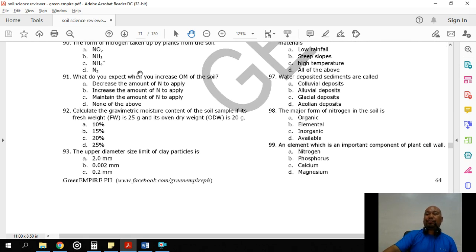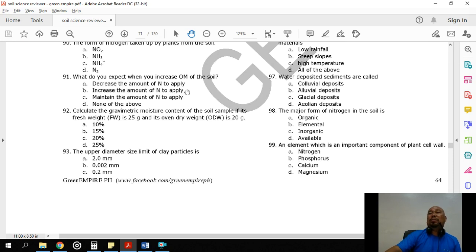Okay. Number 91. What do you expect when you increase OM of the soil? OM is organic matter. What happens? Decrease the amount of N to apply. Yeah, partly. You could expect that. Increase the amount of N to apply. Nah, I don't think so.